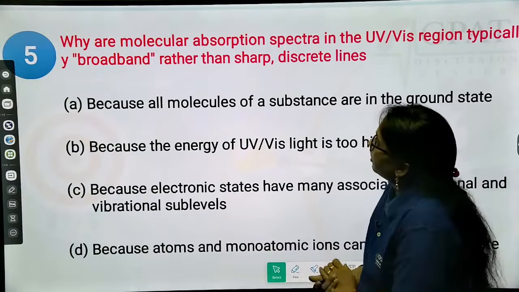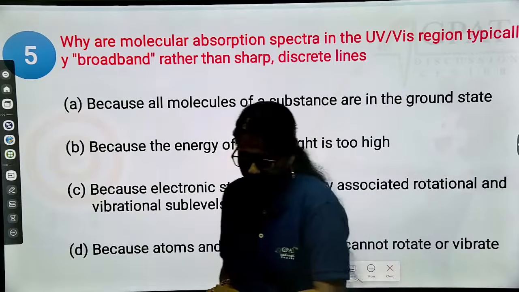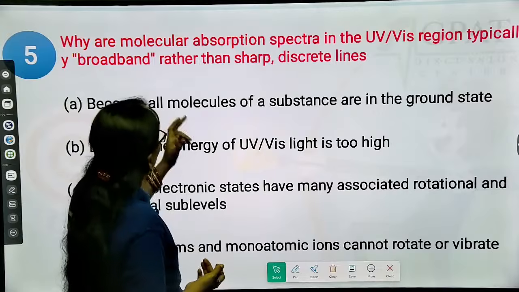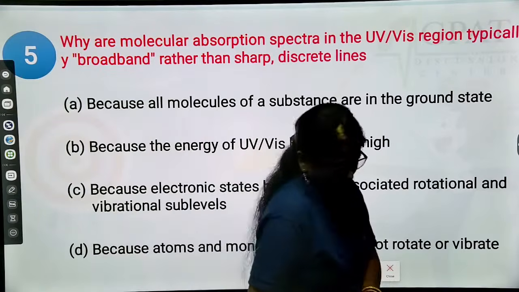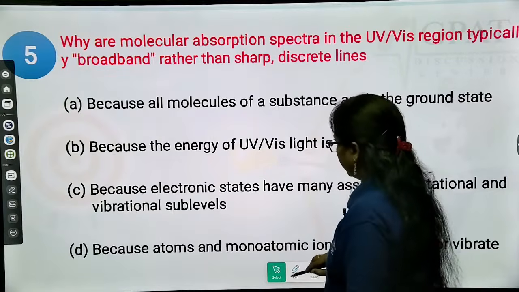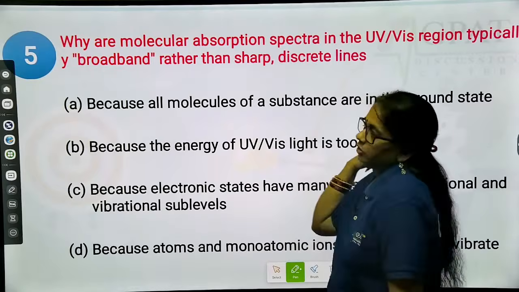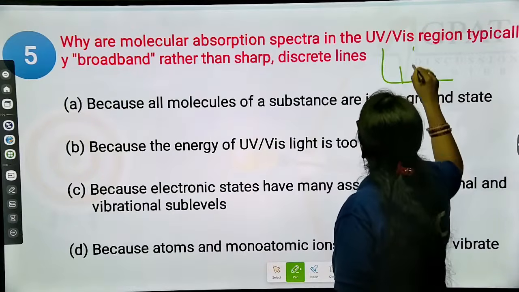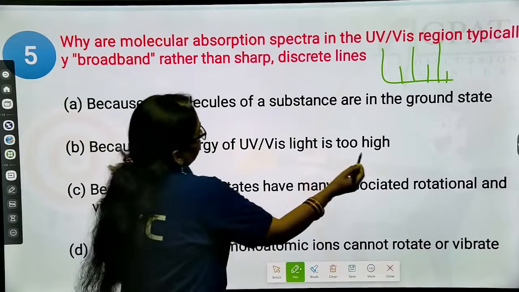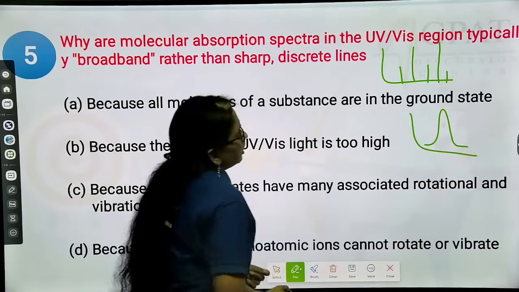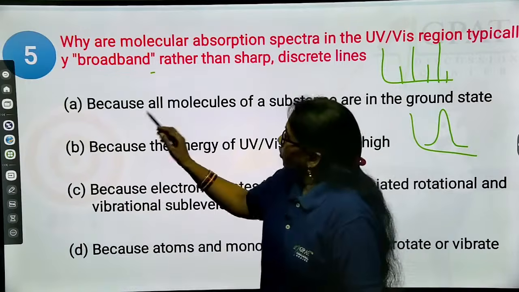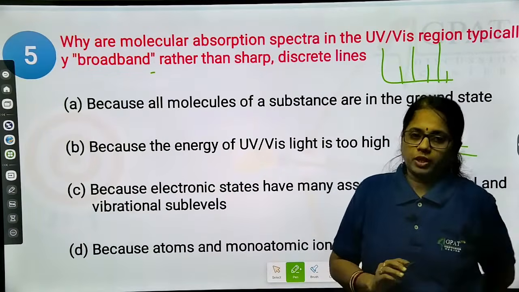Okay, we will move to the next question. Why are molecular absorption spectra in the UV visible region typically broadband rather than sharp discrete lines? Sharp discrete lines are what we observe in mass spectra and NMR spectra. But in the case of UV we see bell-shaped curves, typically called broadband curves. So why does this happen in UV absorption spectra?